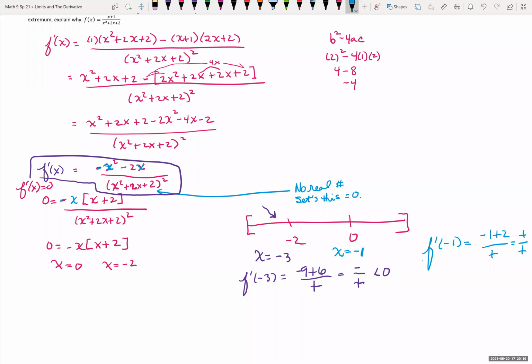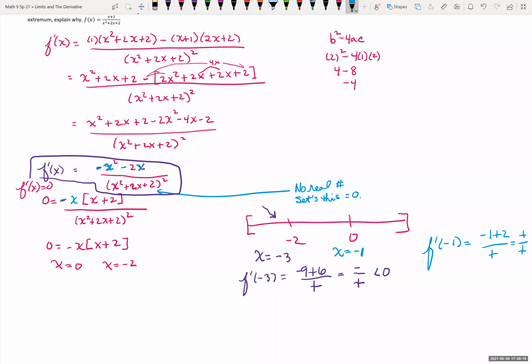Choose something to the right of x equals 0. So how about x equals 1? Plug it in. We get negative and then 1 squared, so that's negative 1. And then we have negative 2 times positive 1, so negative 2. Our numerator is negative and our denominator is positive. So this is less than 0 and it's decreasing.